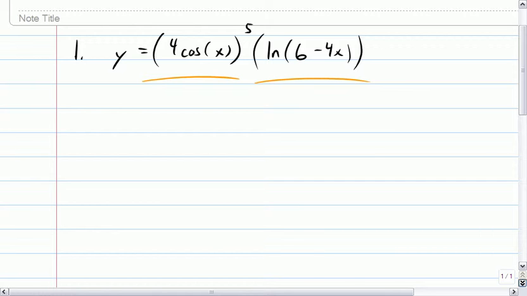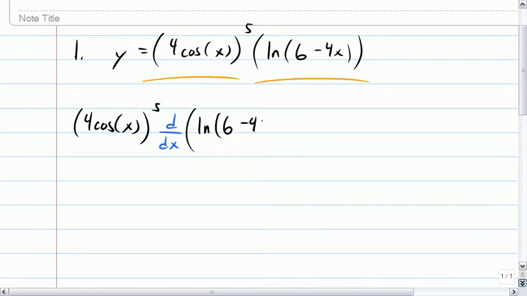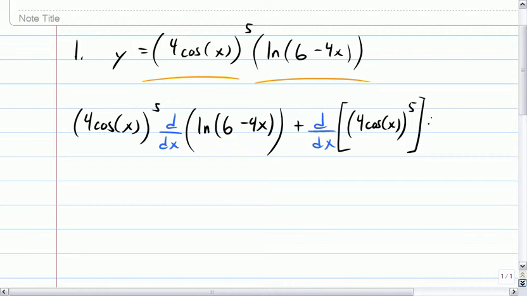Okay, so the first thing I do is apply the product rule, and so that says I'm going to leave the first one alone, and I'll multiply by the derivative. I'm not even going to calculate it yet. I'm just going to write it out by the derivative of the second one, which is going to look like this. And then I'll do the derivative of the first one. And I'll just then multiply by the second function left alone.